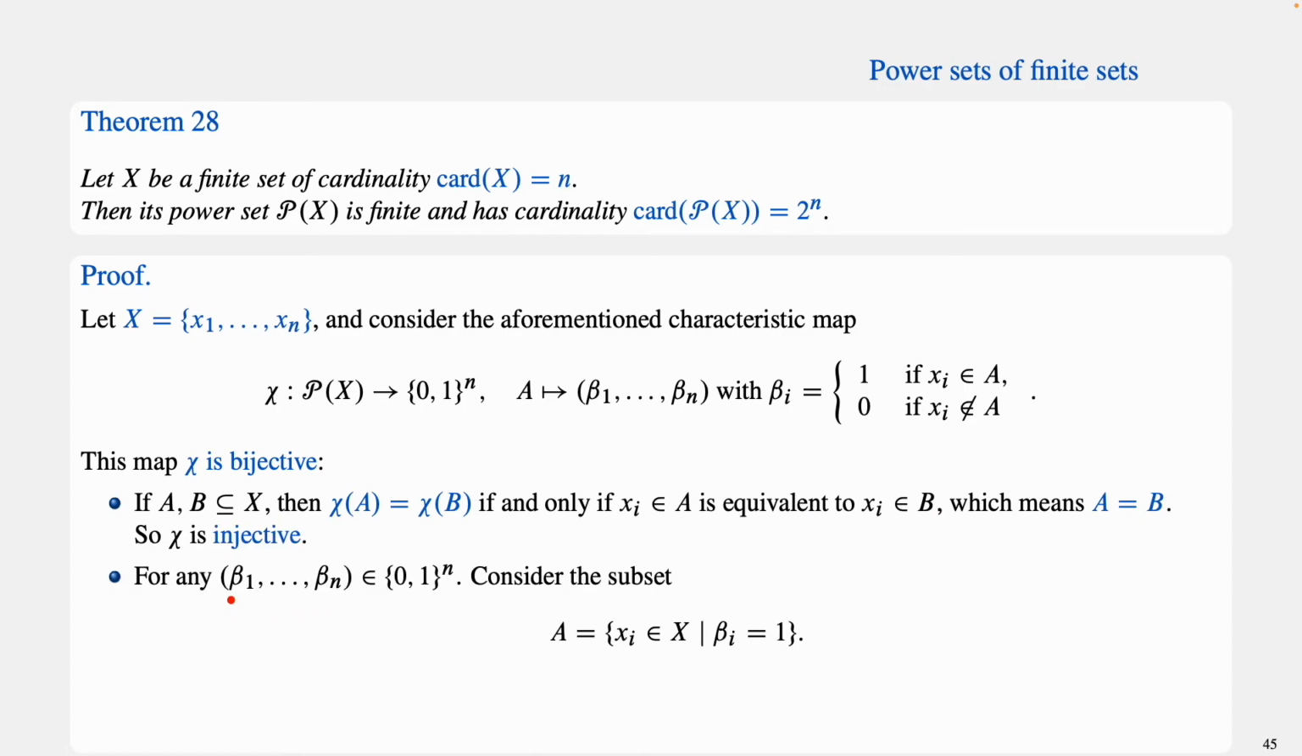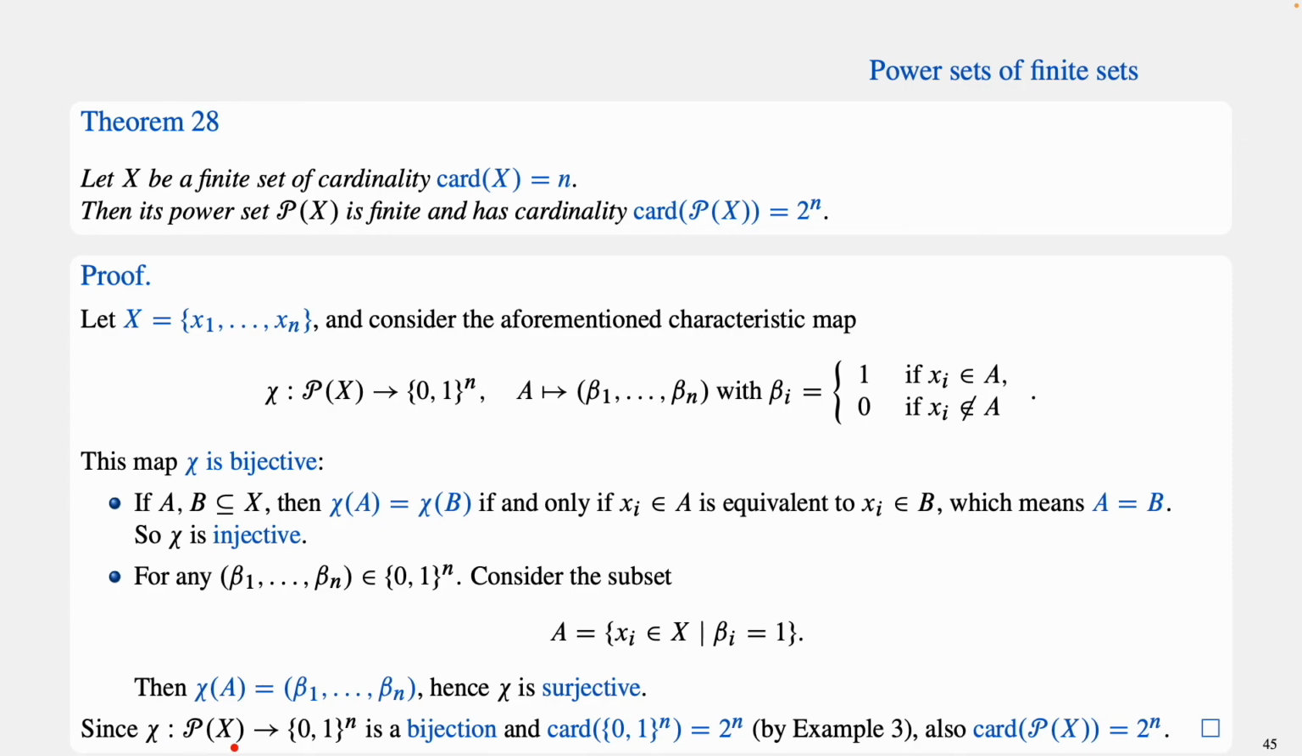And now for any bit string, beta 1 to beta n in the n-fold Cartesian product of the set {0, 1}, we consider the subset A that contains all the elements xi from the set big X for which the bit beta i is equal to 1. And this is of course a legitimate subset of X, and by choice of A, this gets mapped to our given bit string beta 1 to beta n. So this is contained in the image. Any arbitrary bit string is contained in the image of chi, and this means chi is surjective.